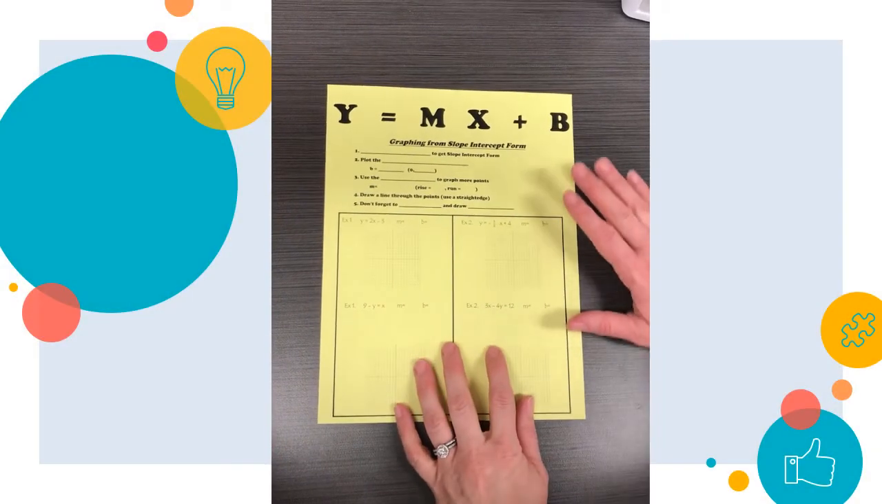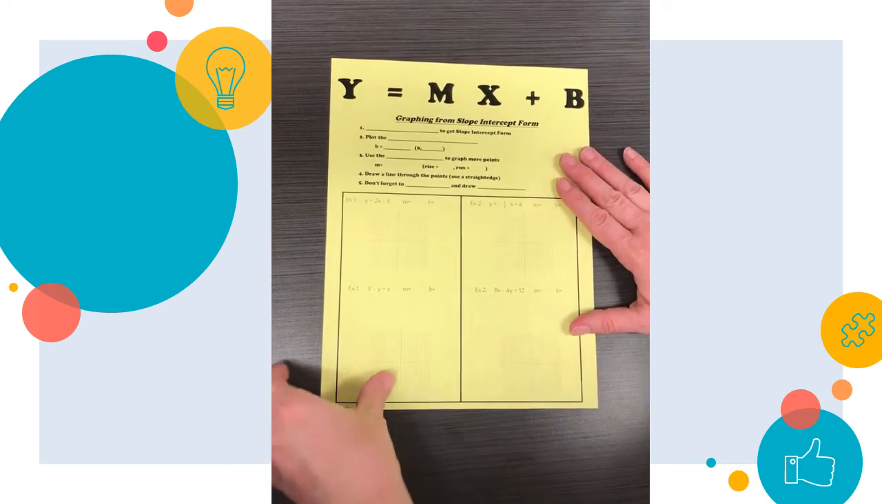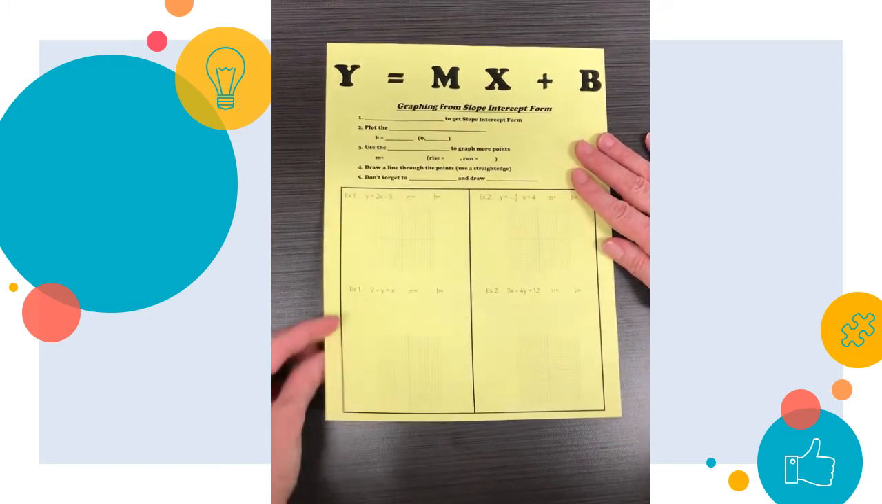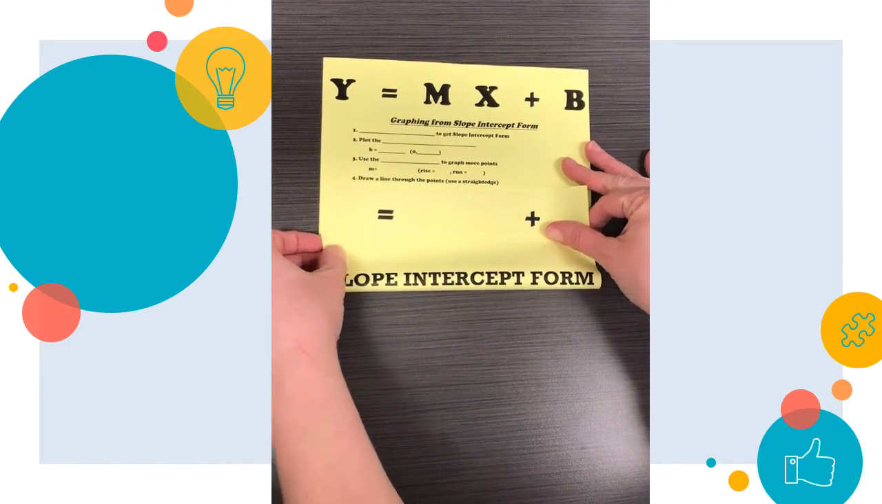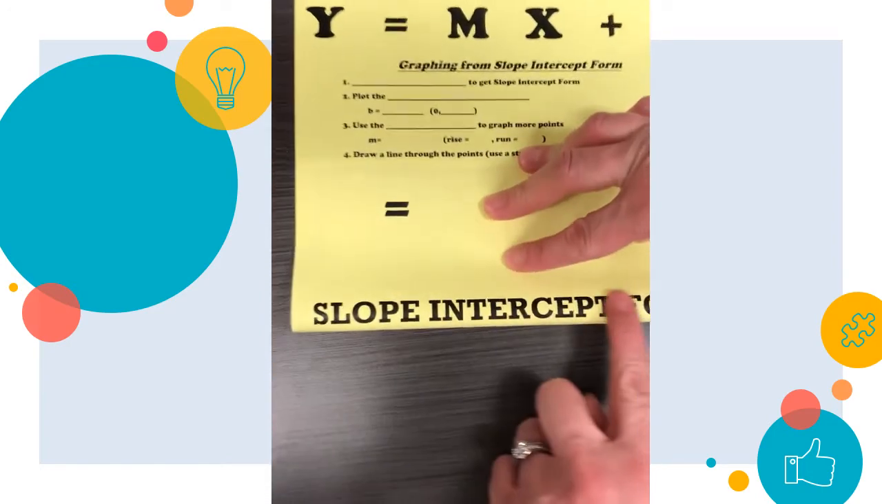For our foldable, you'll want to have it on your desk this way. Grab the bottom and fold the bottom up until you see the title. You want a clear title of slope-intercept form.